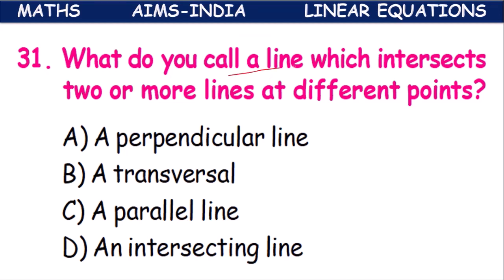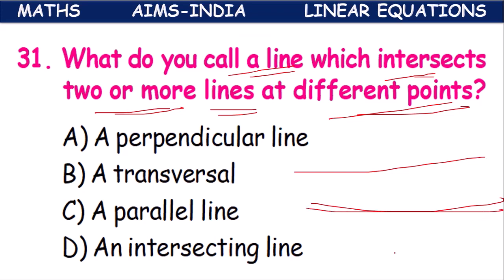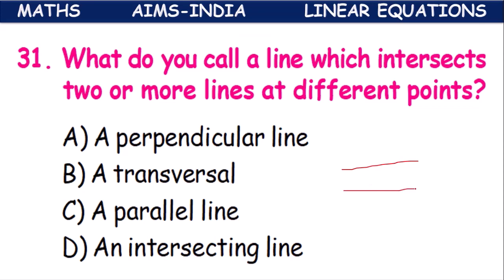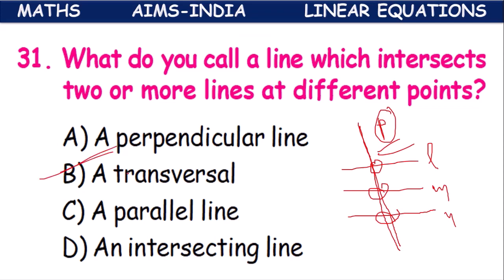Next question. What do you call a line which intersects two or more lines at different points? If we have three lines, suppose the lines are L, M, N, the line P intersects the three lines at different points. This point is different, this point is different, this point is different. So the line P is called a transversal.